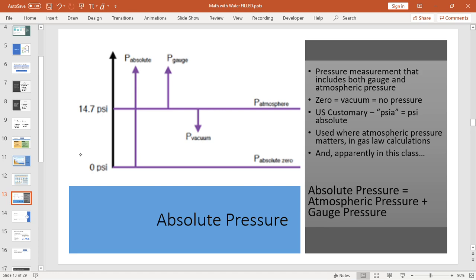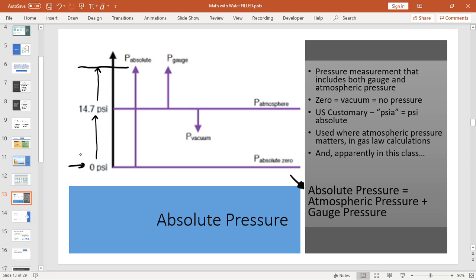So if you start at 0 psi here, you have a certain amount of pressure that comes from atmospheric pressure. And then you have an additional amount of pressure that you measure on your gauge. And those two things added together are going to equal the absolute pressure. So there we go. There's a formula: the atmospheric pressure plus what you measure on your gauge pressure. It can be a little bit confusing.